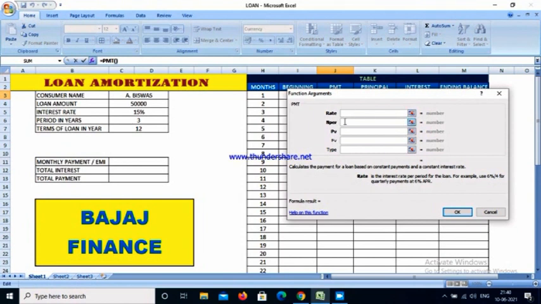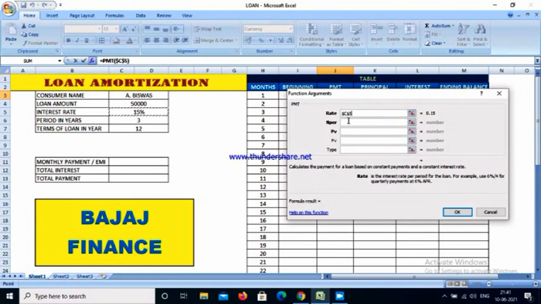Look at here, rate. Rate means your interest rate. Click over the 15%. Press F4. Press F4 to fix this cell, students. Actually, it is an example of absolute cell reference.